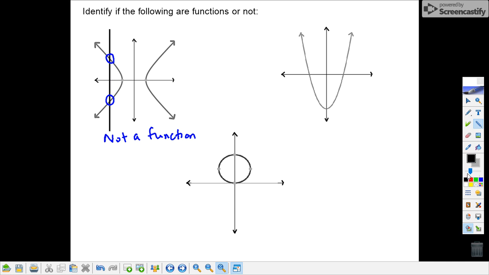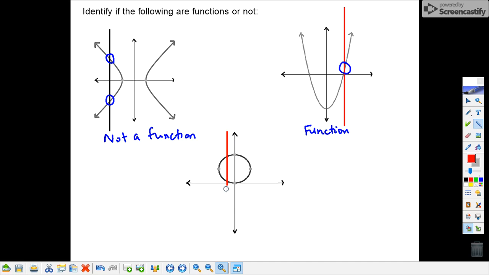Now, I could do the same thing with this graph. However, you'll notice no matter where I draw this vertical line on this graph, I'm only going to be touching the actual function or the actual curve once. So right here, I'm only touching it once. Even if I move over here, I'm still just touching it once, and so on. So for that reason, since I'm always touching it just a single time, that tells us this graph is a function.